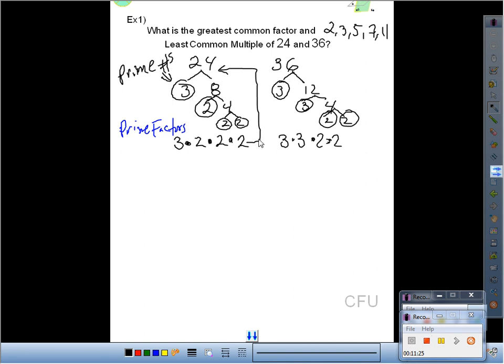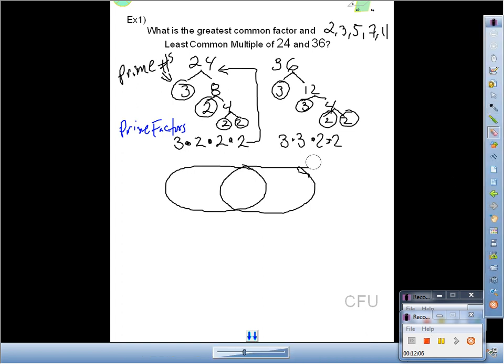Here goes the next part. Please stay focused. Ready? Here it goes. I'm going to create a Venn diagram. So, 1 potato, 2 potatoes. So, this potato right here is for the number 24, and this one for number 36.